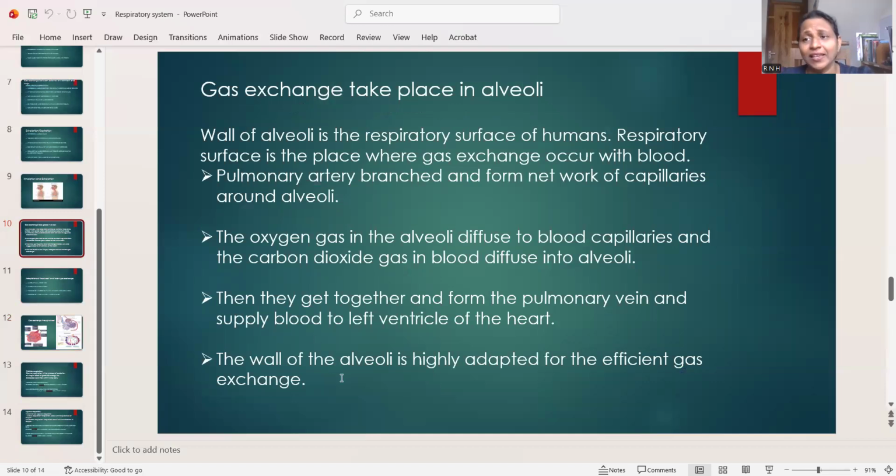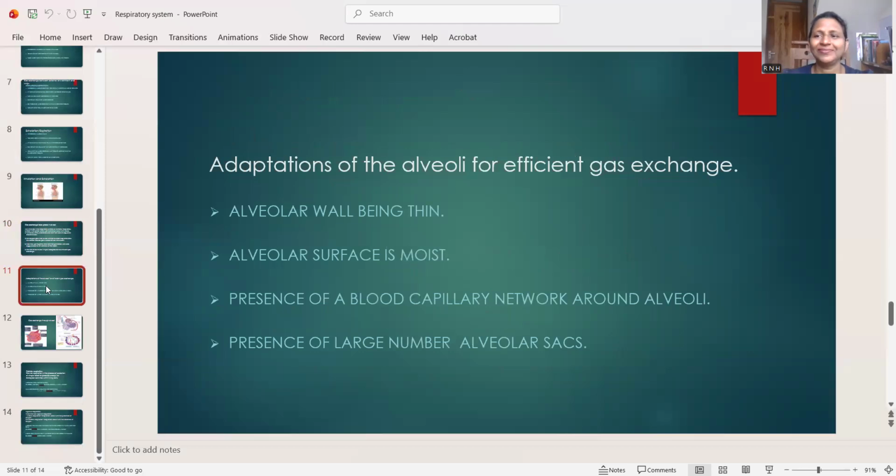So for this gas exchange, the wall of the alveoli is highly adapted for that process to be efficient. Now we are going to discuss what are the adaptations shown by the wall of the alveoli for efficient gas exchange. One thing is the alveolar wall being very thin, so it is easy for gases to diffuse. The other one is the alveolar surface is moist, so the gases can easily dissolve in it and exchange.